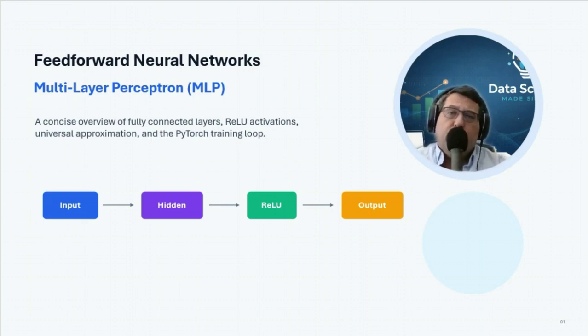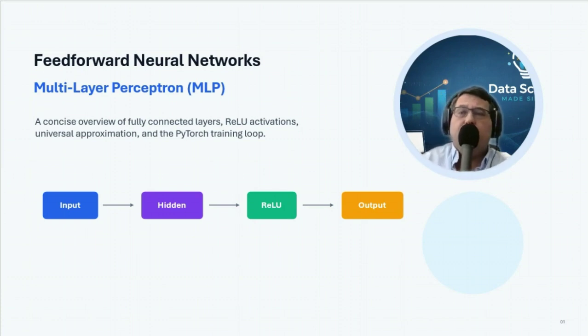In this lesson we're going to focus on one of the most fundamental neural network architectures, the multi-layer perceptron. Usually abbreviated as MLP. MLPs are important because they introduce many of these core ideas that appear throughout deep learning. We'll see how information moves through a feedforward network, how fully connected layers transform data, why activation functions such as ReLU are necessary, and how we can implement an MLP using PyTorch.